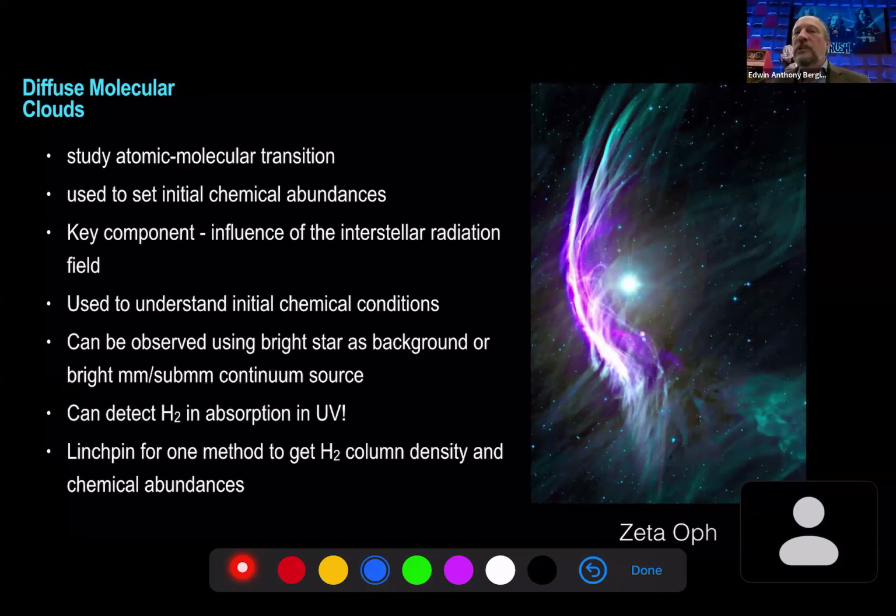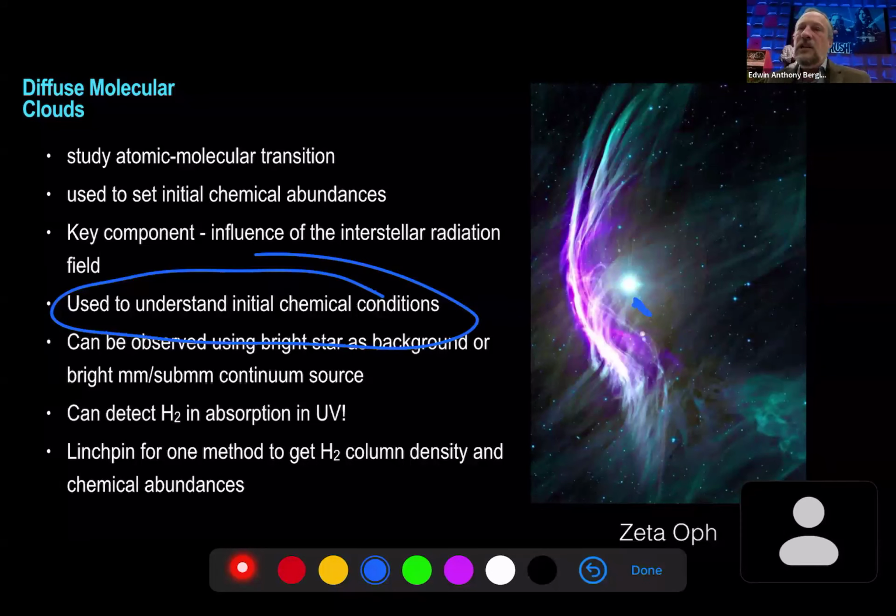Okay. And what we do is we take a star, such as this one here, this is Zeta Oph, that is behind a molecular cloud. And the molecules in front of that cloud absorb starlight. And so you see the emission from the star sets a continuum, and where the molecules absorb, it's telling me how many of the molecules are there. Okay. And so I can use that to understand the initial chemical conditions.